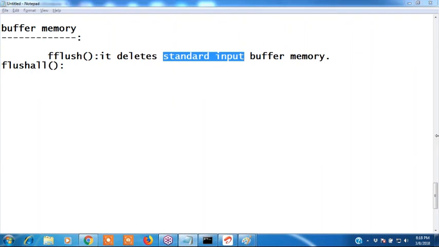How many types of inputs are there? Vandana, how many types of inputs are there? Varalakshmi, three types. Good. What are the three types of inputs?